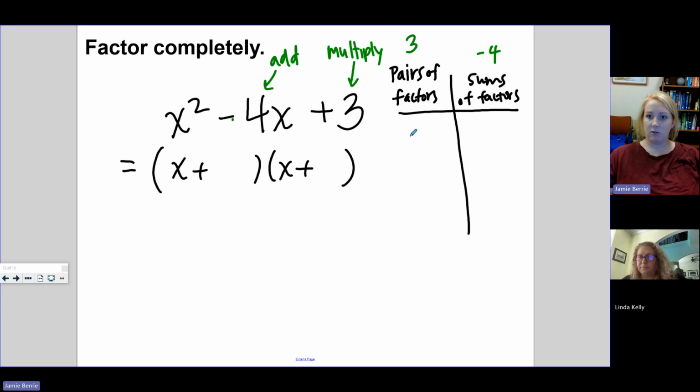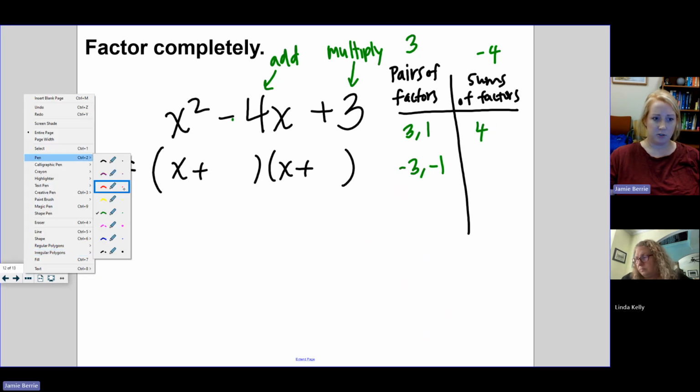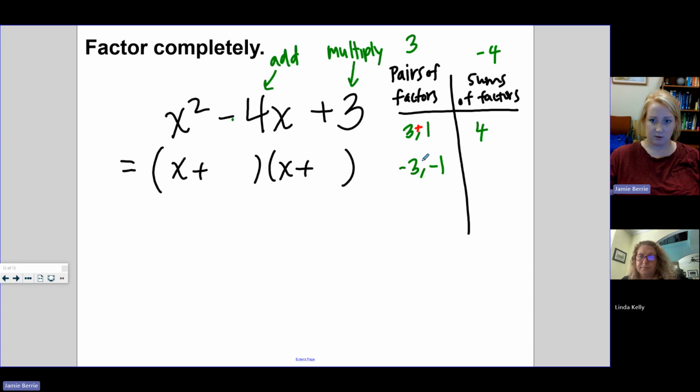All right, so 3 doesn't have a lot of factors, so this should be pretty quick. The only things that multiply to give you 3 are 3 and 1, and also negative 3 times negative 1. So negative 3 times negative 1 is also 3. If we add those together, 3 plus 1 is 4. Negative 3 plus negative 1, that's the same thing as negative 3 minus 1, which is negative 4. That's the number we're looking for.